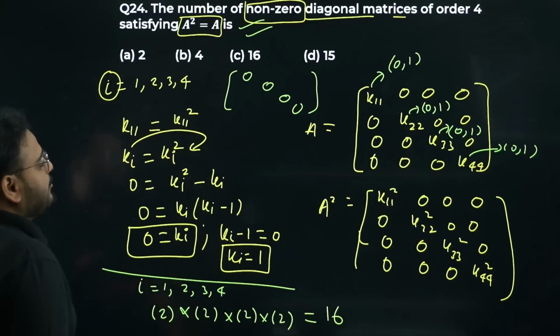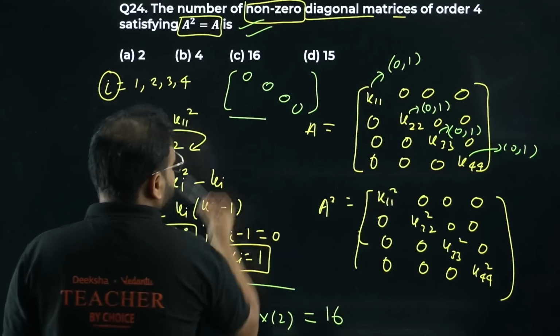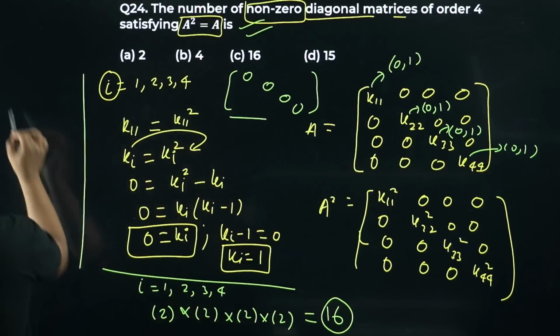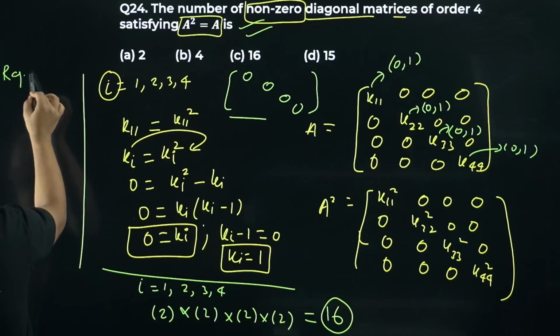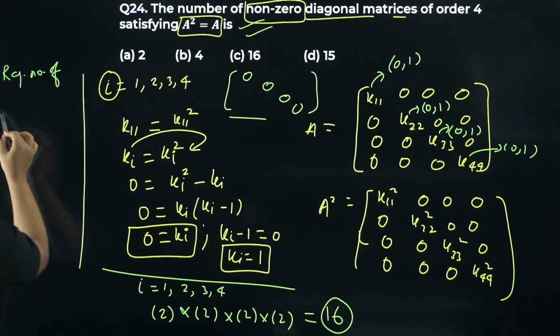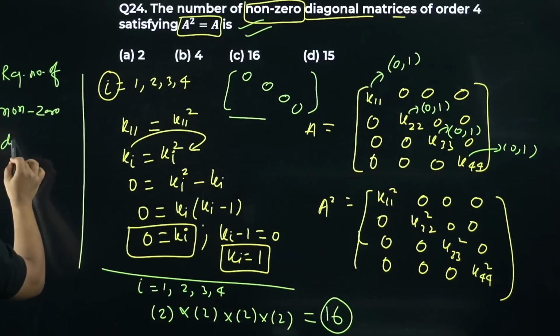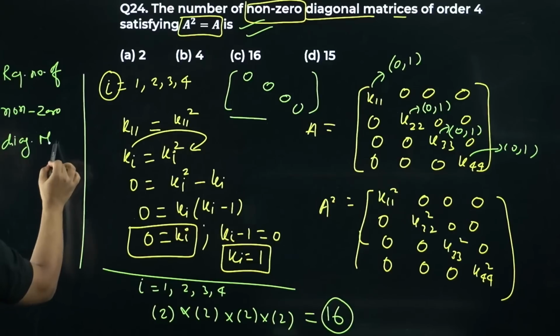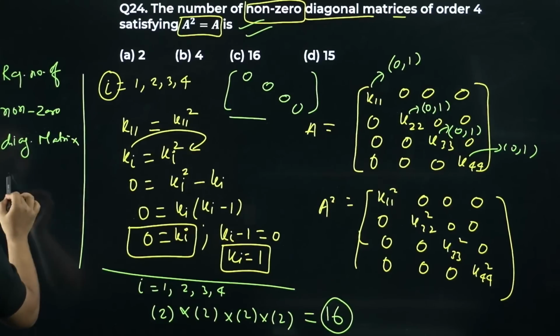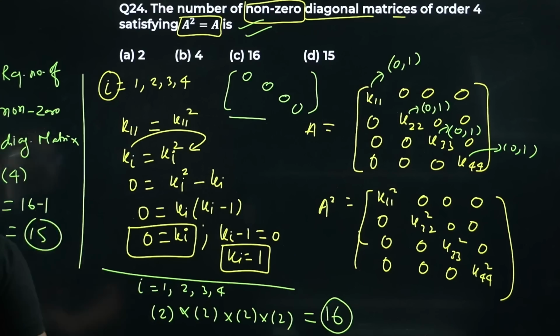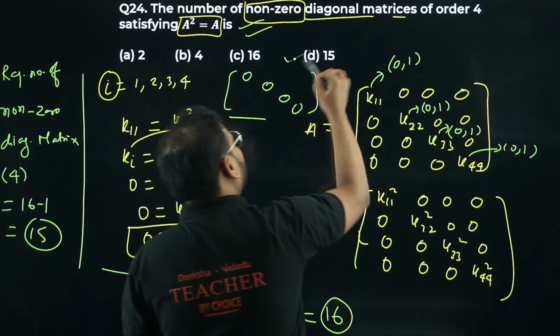For that reason I will have one case to remove. So the answer will actually be 16 minus 1. Your required number of non-zero diagonal matrices of order 4 will be nothing but 16 minus 1. What is the answer? 15. Option D is the correct answer.